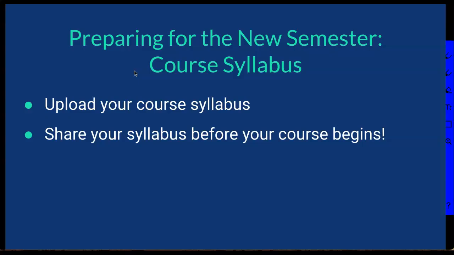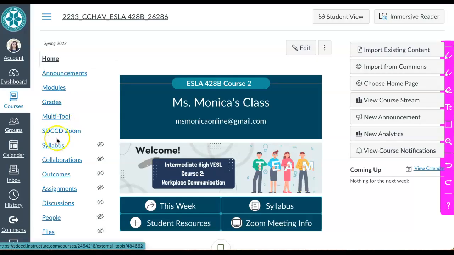The final tip I'd like to cover is how to upload your course syllabus and how to share your syllabus through Canvas before your course even begins. I'll take you into Canvas now to see how to do these two steps. First, you'll want to make sure that the syllabus button on the left course navigation is visible to students. Right now you can see mine is not visible to students.